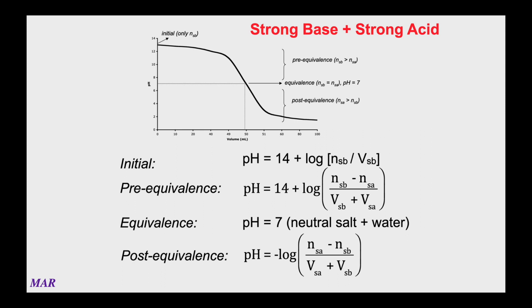So notice that the pre-equivalence equation here is the post-equivalence equation in strong acid plus strong base. And the post-equivalence equation in this slide is the same as the pre-equivalence equation in strong acid plus strong base. Equivalence is the same, and the initial point is just now dictated by strong base versus strong acid. So hopefully by thinking these through, you can see the logic to where they all pop in. And again, some of the things will be constant, like moles of what you started with and volume of what you started with. On the other hand, what you're adding will change. So NSA and VSA will change here.